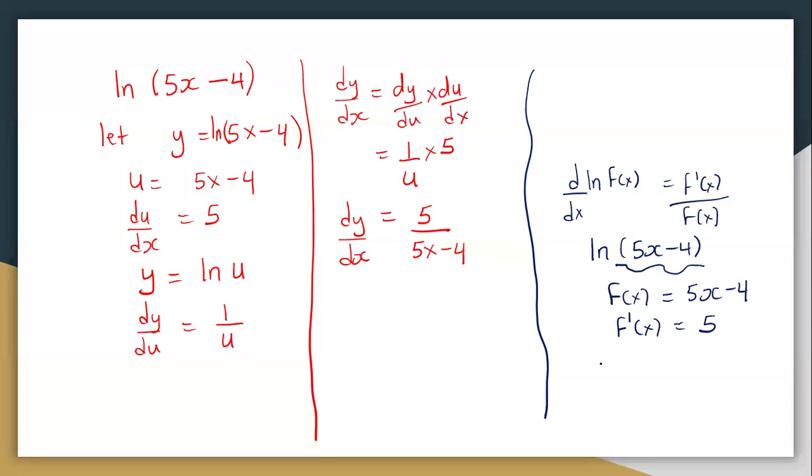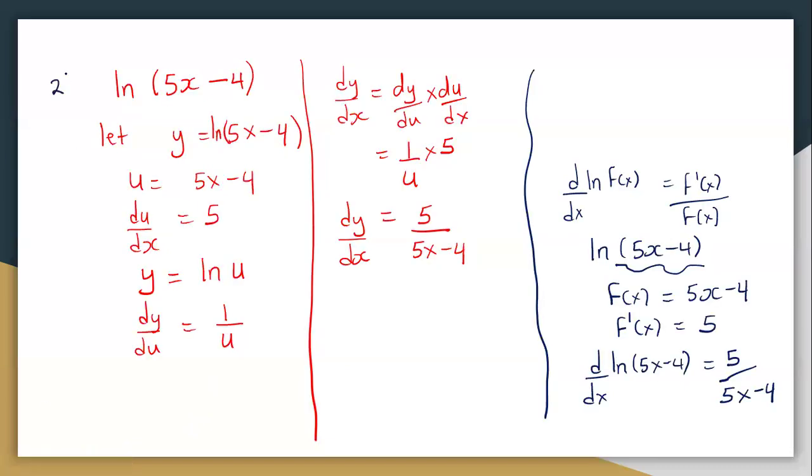Then I come back and now I differentiate. I get my derivative: d/dx of ln of 5x minus 4 will equal f prime of x, which I have as 5, divided by the original one, which is 5x minus 4. So you end up with the same answer. You take any approach you feel is easier for you. Okay, so this was our second number.